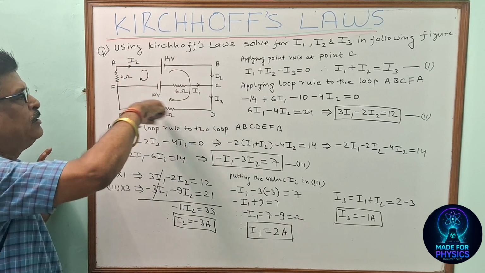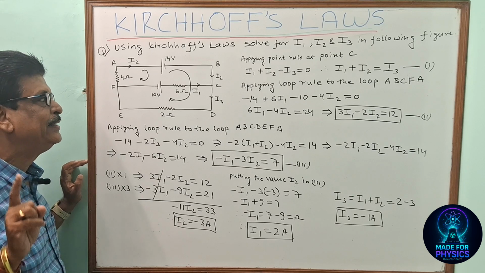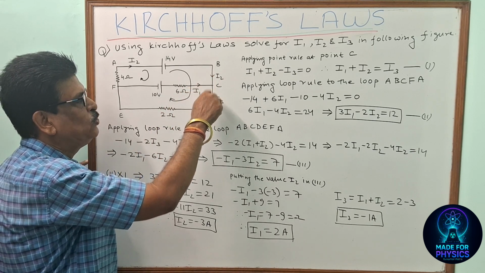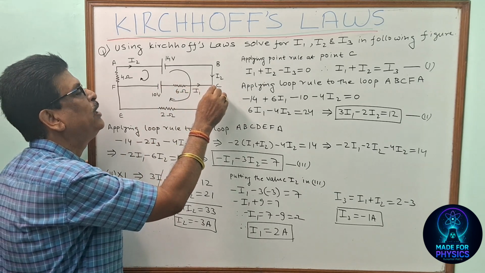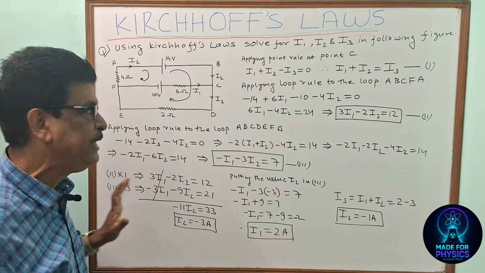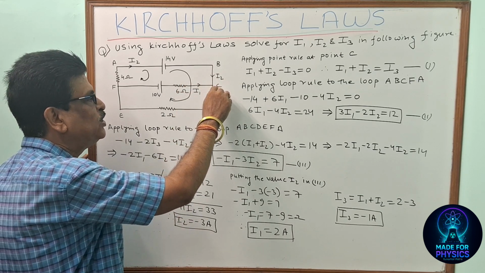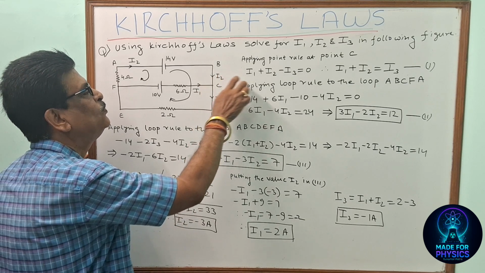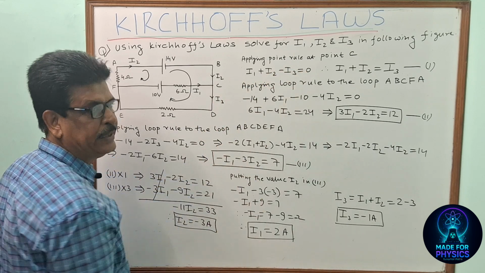So this is the figure given to you. Now in order to find current I1, I2, I3, this is I1, this is I2, this is I3. First of all, we'll apply the point rule at point C. If you apply the point rule at point C, then I1 is approaching the point, I2 is approaching the point, and I3 is receding from the point. Therefore, I1 and I2 will be taken with positive sign, and I3 will be taken with negative sign.